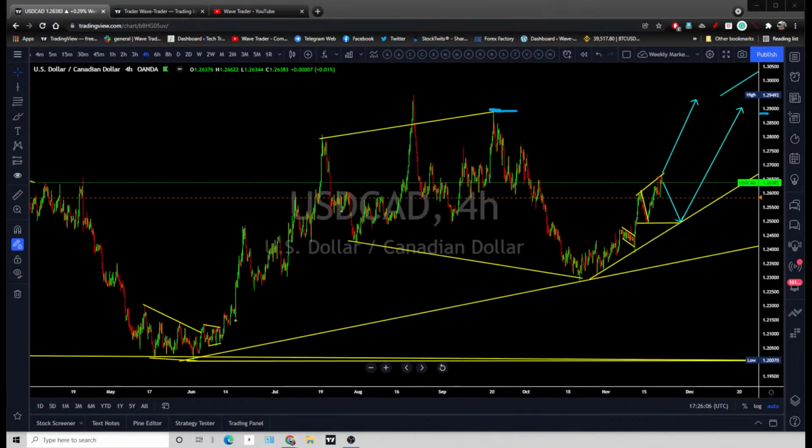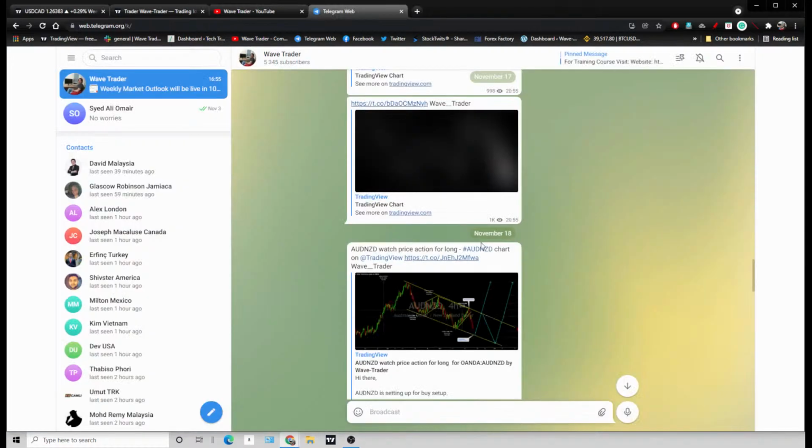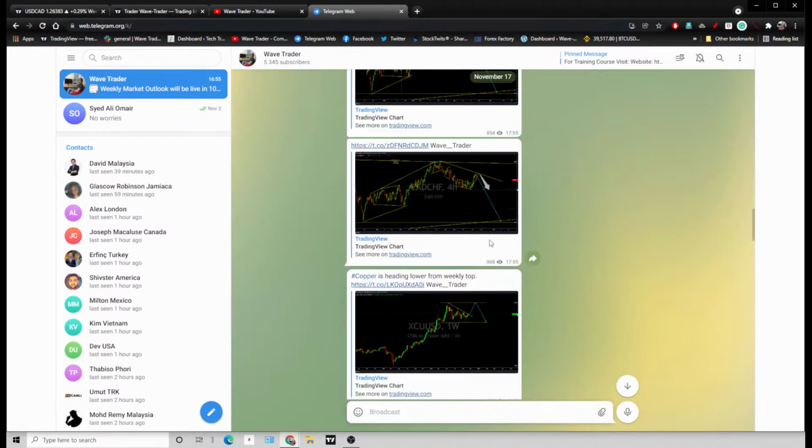So if you already have that trade, let me check if I have the dollar CAD chart quickly. Okay, it should be on Telegram. So this correction, we were expecting that correction to continue. It broke, pushed higher, another breakout was happening, and the next flag was happening over there. Last week it was breaking.